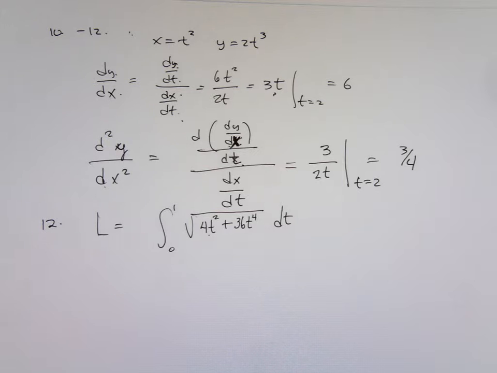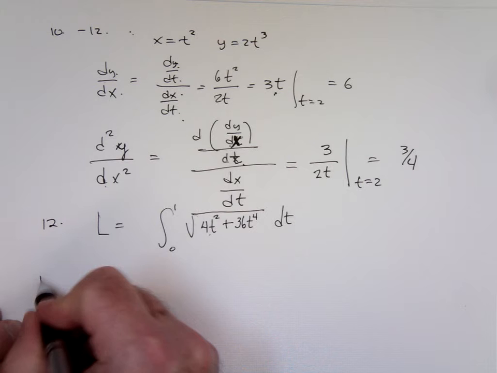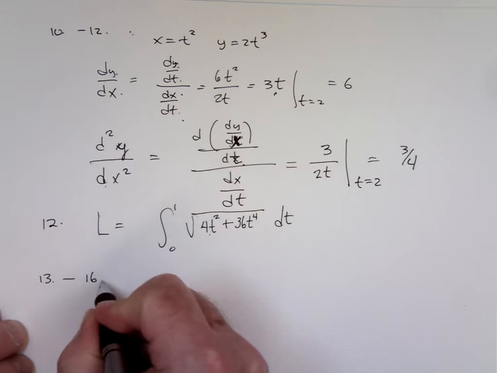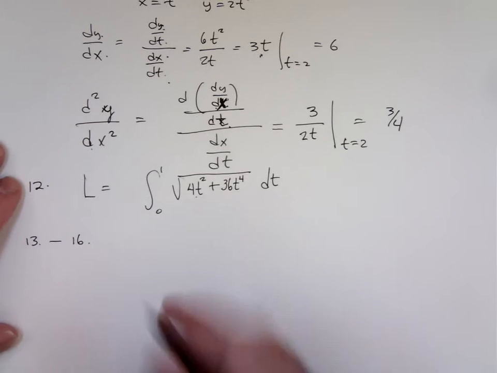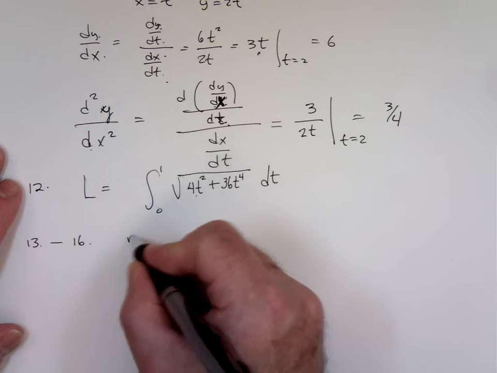Okay? If you've got surface areas, a little bit more complicated, 2 pi r, you've got to multiply this by that. But that's it for arc length. Okay? Everybody okay with that? 13 through 16. Given that polar equation, I think that's the one we did in class, it seems to me.